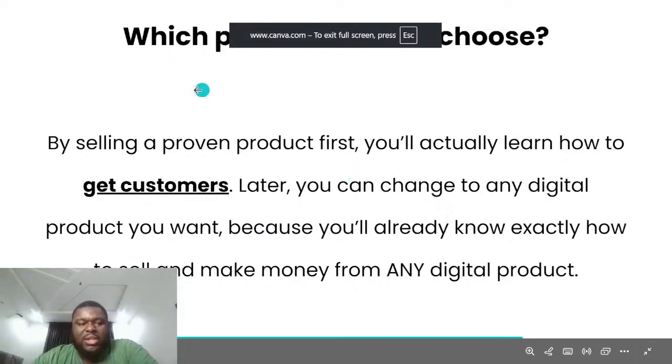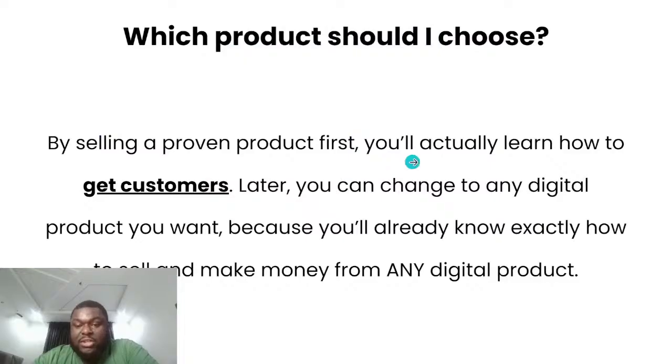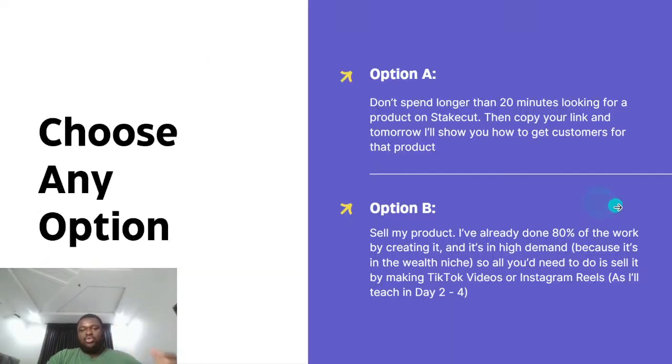All right. So, like I said, which product should I choose? By selling a proven product first, you will actually learn how to get customers. Then later, you can change to any digital product you want. So just start by choosing a product that's selling fast. That way you can learn how to get customers without having to worry about whether your product is the reason people are not buying. And then later, you can change to any digital product you want because you already know exactly how to sell and make money from any digital product, okay?